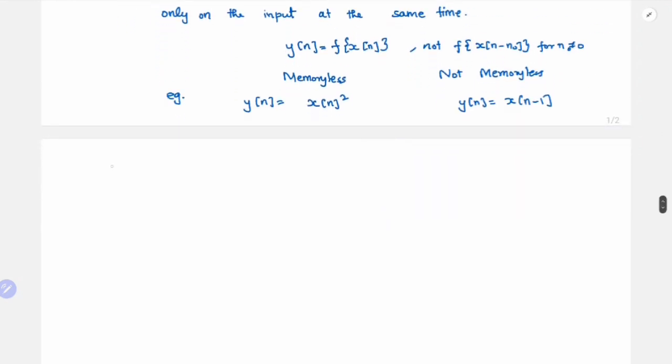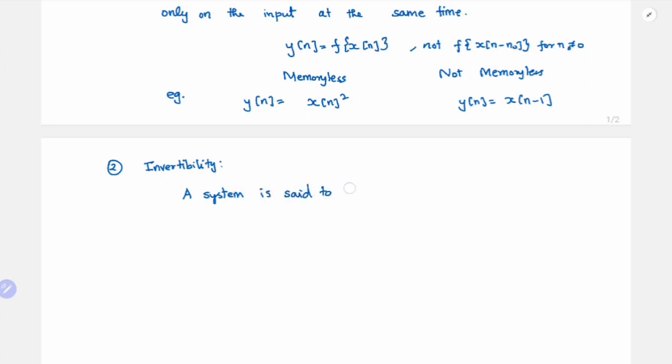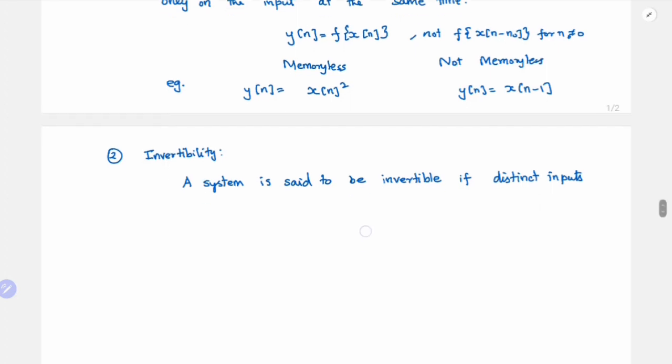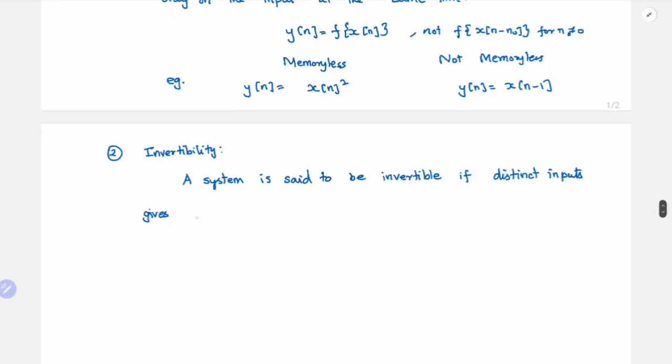Okay, so the second property we'll see is invertibility. So a system is said to be invertible if distinct inputs give distinct outputs.